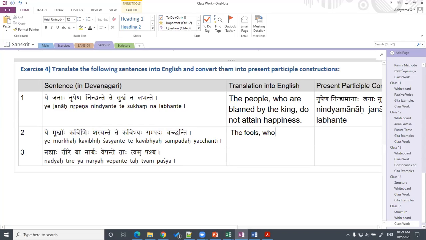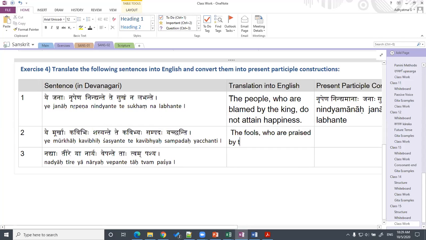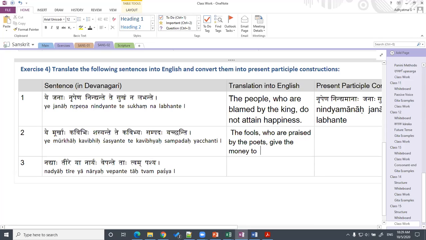who are praised by the poets give the money or wealth to the poets.